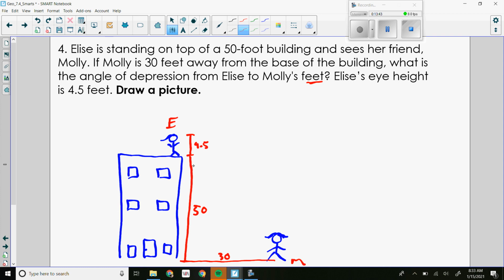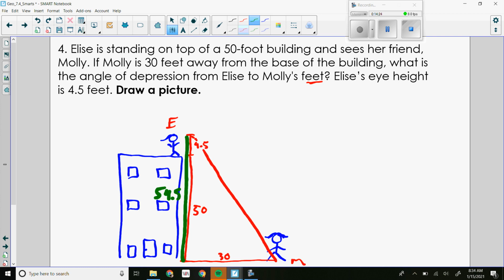And so what we want to do is find, it says, what's the angle of depression from Elise to Molly's feet? And if she's the one looking, it's from her eyes to her feet. I know it gets a bit tricky with the eyes and the feet thing. But what we're going to need to do is call this whole length, I'll do it in green, this whole length right here, we're going to have to call that 54.5. Add the 50 and the 4.5. 54.5. Okay.